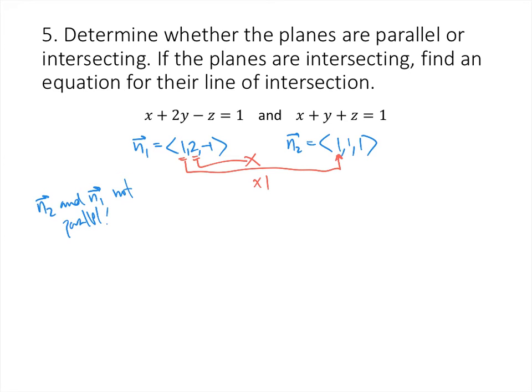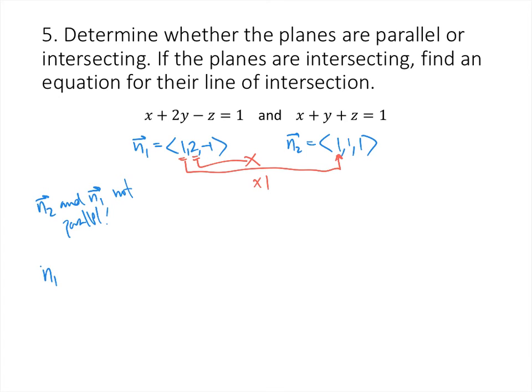So if we want to find the line of intersection of 2 planes, it helps to find a vector that points in the direction of that line. Now that's a vector that would lie in both planes. And so how do we use our normal vectors to figure that out? Well, we can take the cross product of those 2 vectors. As we explained in class, the cross product of those 2 vectors is a vector that's perpendicular to n1 and also perpendicular to n2. That means it's in both of the planes.